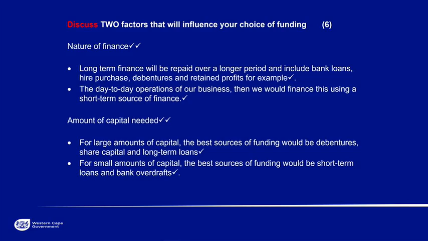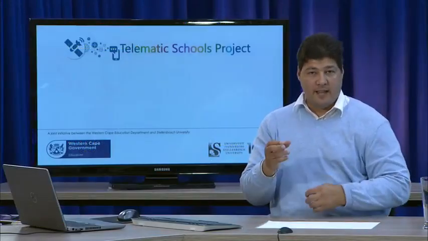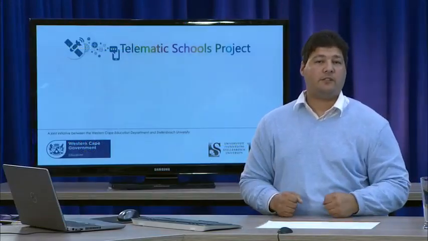But let the mark allocation guide you. So for example, if this was an 8-mark question, you would have had 2 marks for saying the nature of finance, and then they would have allocated 2 marks for the statement after that, or you would have to put 2 answers there for that. Okay, but for the name and explain, it's generally going to be 2 marks for the naming of it and 1 mark for the explanation of it.